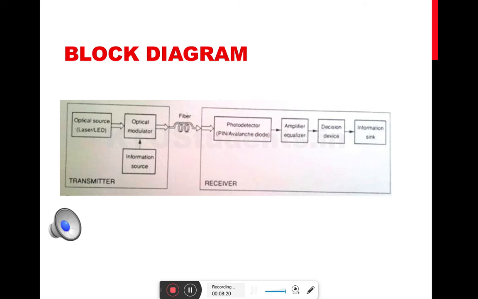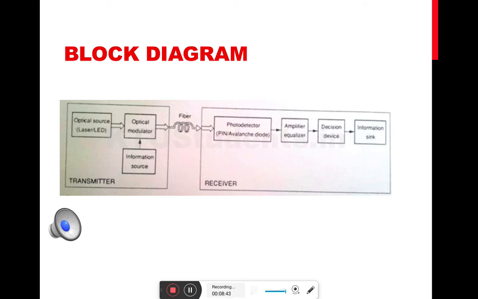On the transmitter side, there are two processes by which the modulation can be done. It can be external modulation or internal modulation. That is, inside the optical source itself, it can modulate the signal, or it can be done with another external circuitry. So it can be external modulation or internal modulation. After modulation, the signal is transmitted to a fiber.